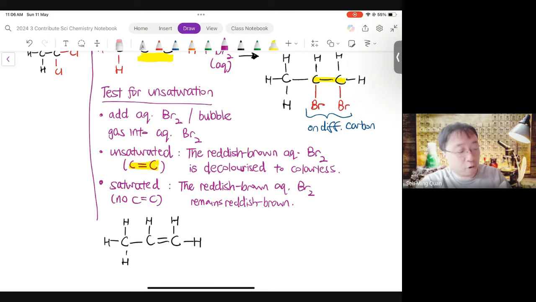Now, you need not add bromine. You could add hydrogen. Hydrogen is a gas though. It's not aqueous. So hydrogen is a gas.